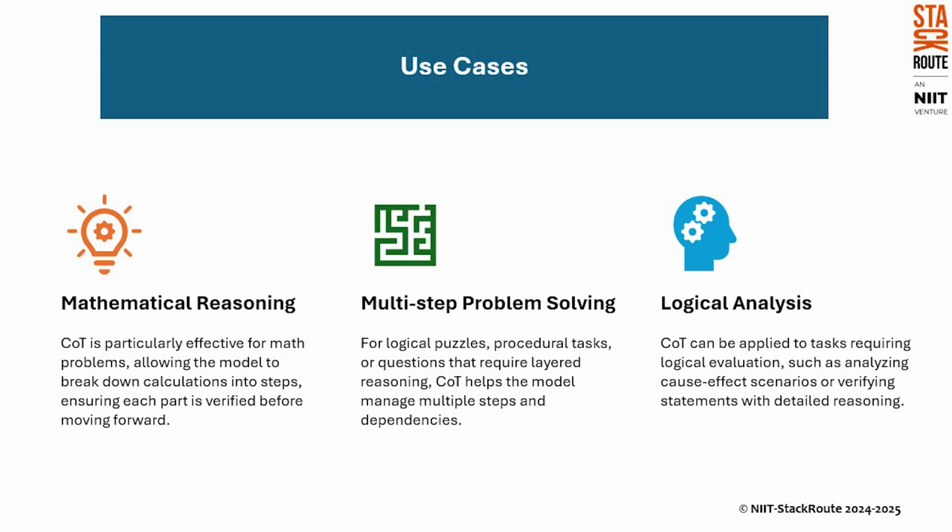First is mathematical reasoning. CoT is perfect for math problems. It lets the model calculate each part of a problem in steps, ensuring each is correct before moving on. Next comes multi-step problem solving. For logical puzzles or procedural tasks that require layered reasoning, CoT helps the model work through multiple steps and dependencies. Then there is logical analysis. CoT is also great for tasks that need logical evaluation, like analyzing cause-effect scenarios or verifying statements with detailed reasoning.